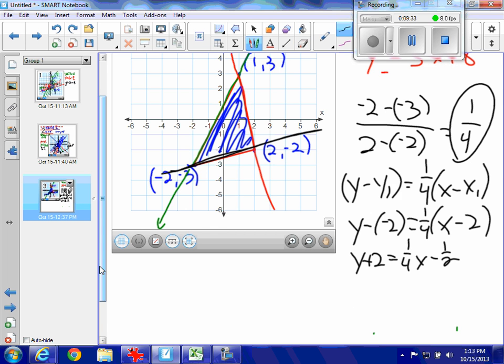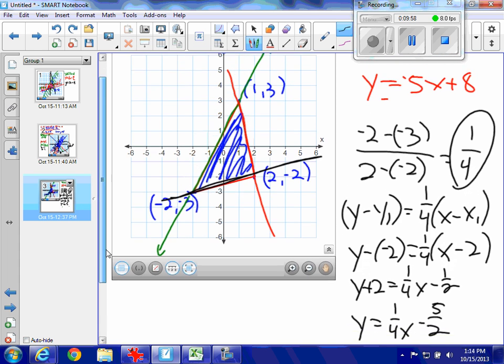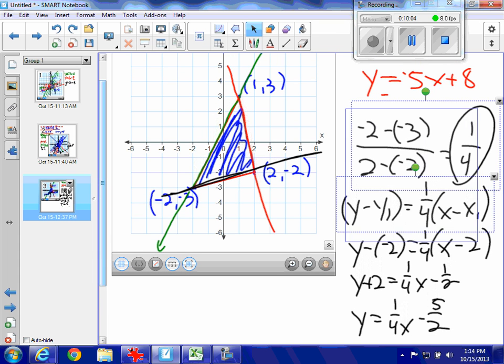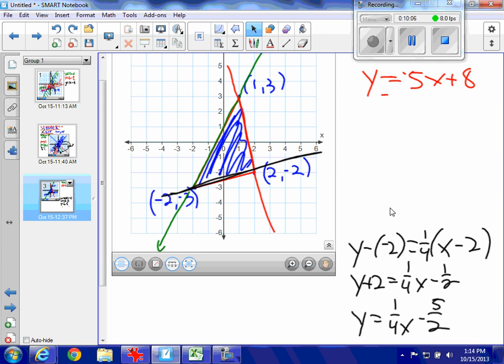So I have y is equal to 1/4 x minus 5/2. And that looks like about 5/2 there where I have my y-intercept. Right. And my slope looks like it's a positive 1/4. I go up 1, 1, 2, 3, 4. Yeah, so I'm pretty happy with that equation too. So I now have my 3 equations. The third one is y equals 1/4 x minus 5/2.